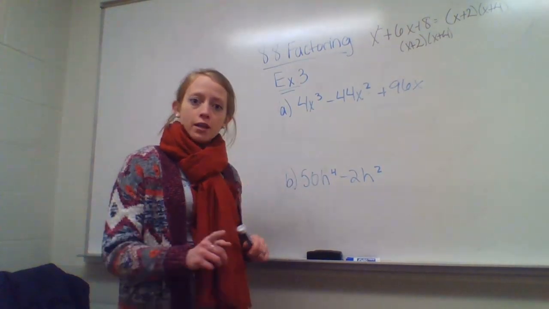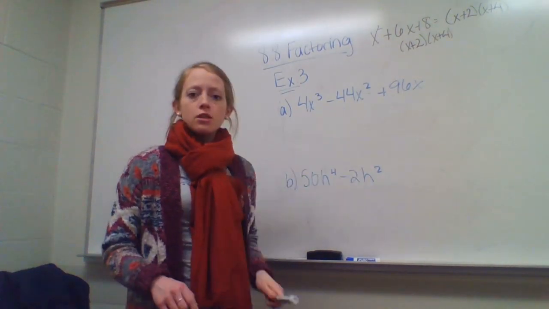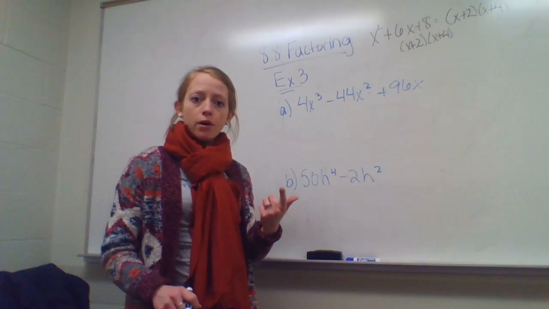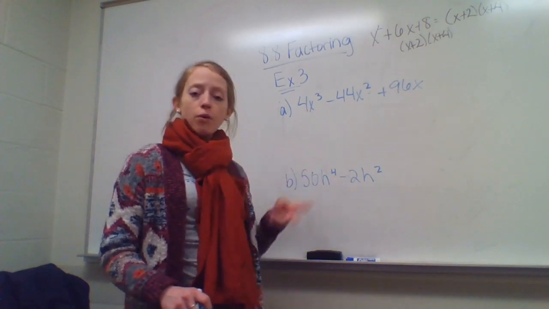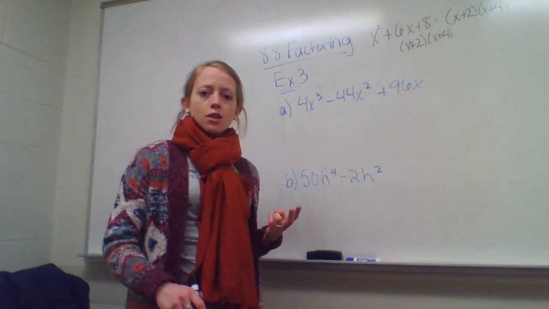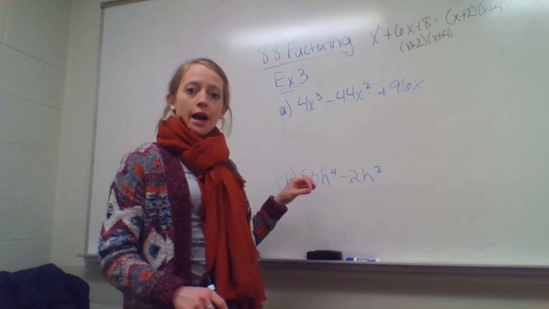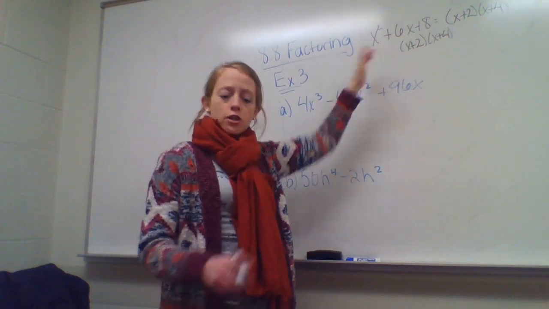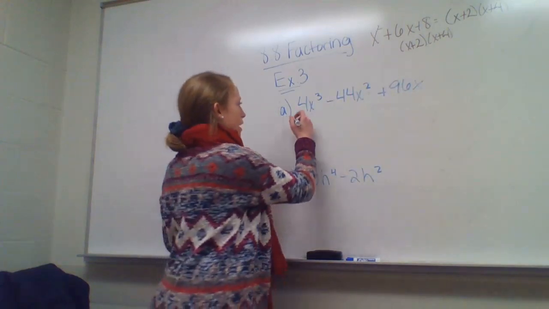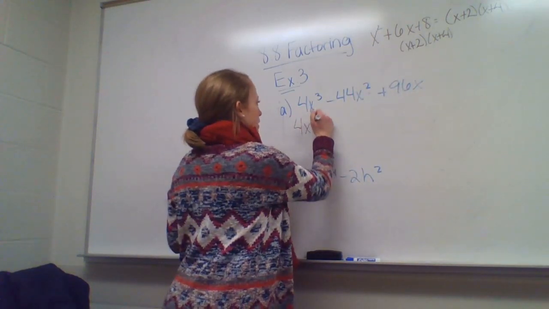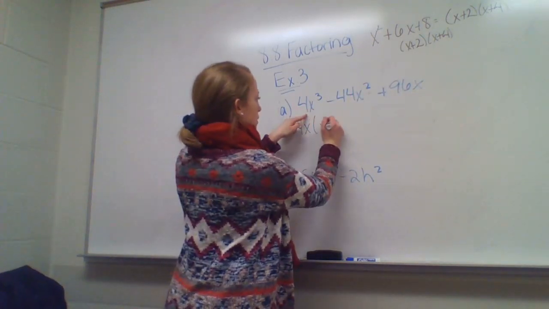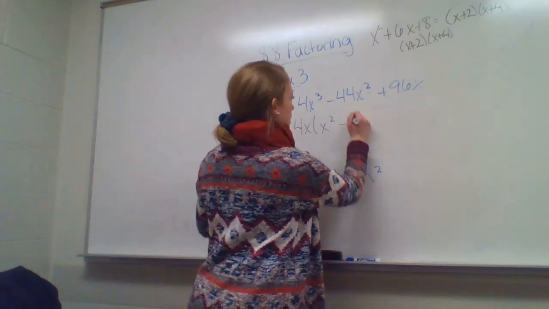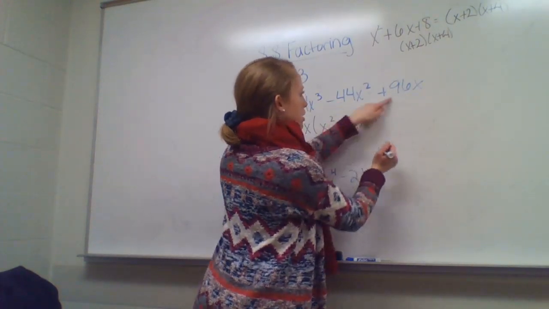But if you notice, each of these 3 terms has 2 things in common. They all have a 4, and they all have an x. So what if we factor that out? Could it end up looking like something like this that we could factor? Actually, yes. So let's factor out the 4x. And we would be left with x squared minus 11x, and then plus 24.